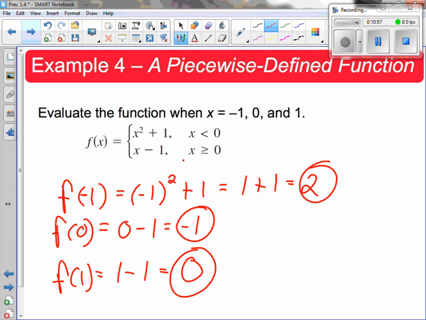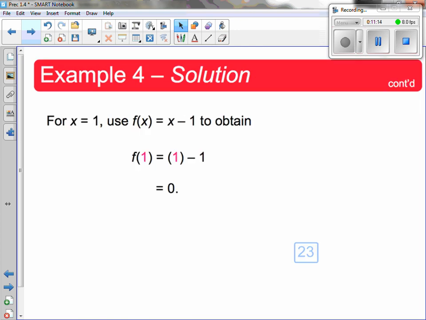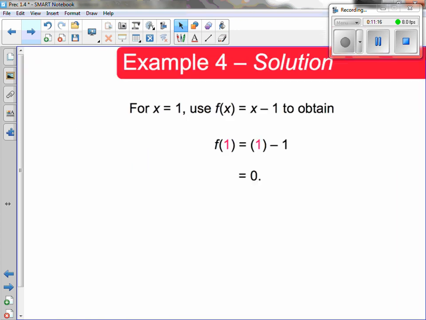Whatever the value of x that we're trying to evaluate here is going to depend on which one we use. It'll tell us which one we use. Questions on this here? Not too bad. So for negative 1, we use this one here, so we get 2. And the last one we got 0.